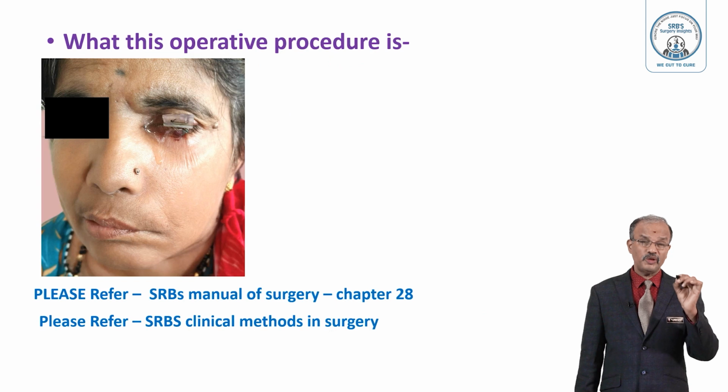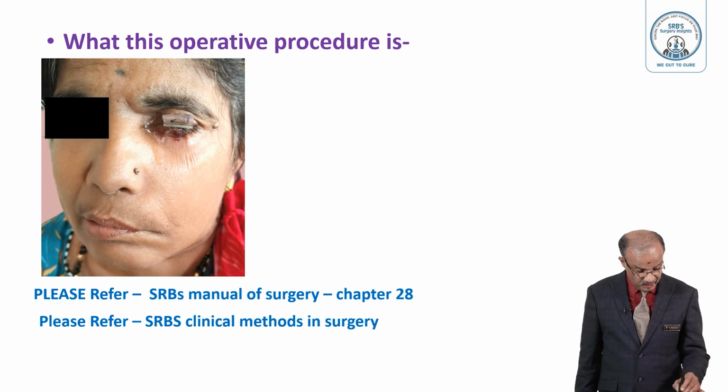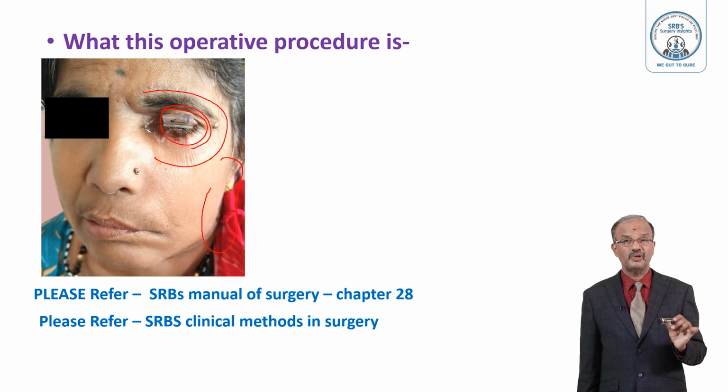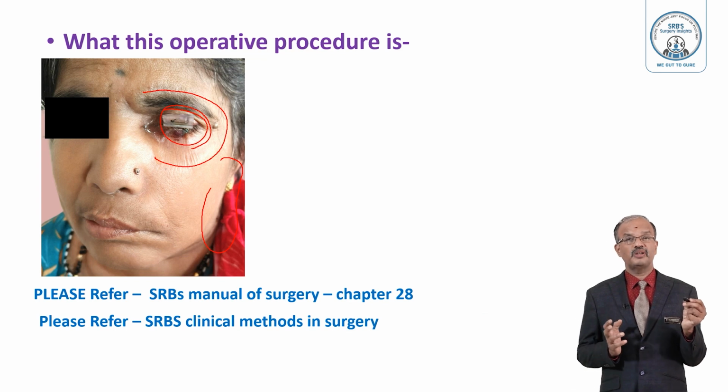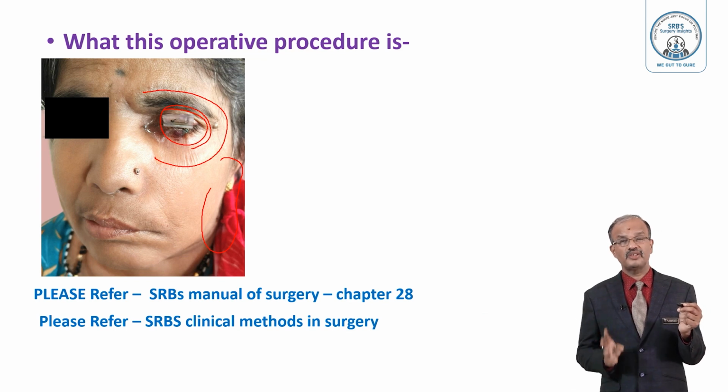So what is this operative procedure? You can see the left eye here, the patient had a scar here. Probably parotidectomy is done here, and see that the eye is like this. It is stitched here, stitched at the lateral aspect. So it is for facial nerve palsy, which the patient has developed after parotidectomy. And a common complication of parotidectomy is facial nerve palsy, which is really worrisome.